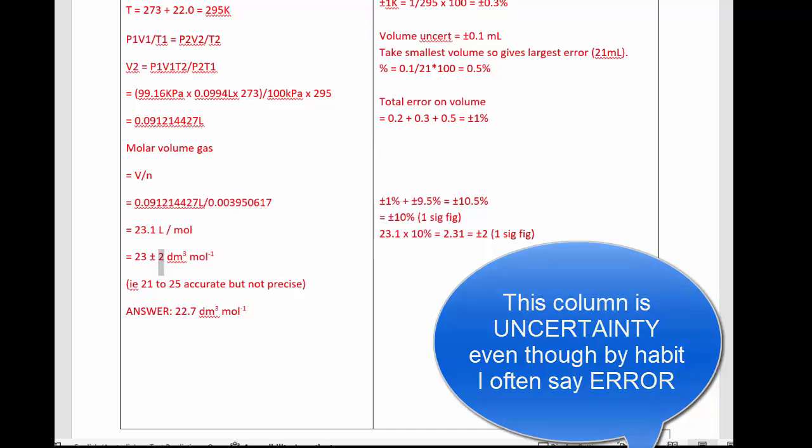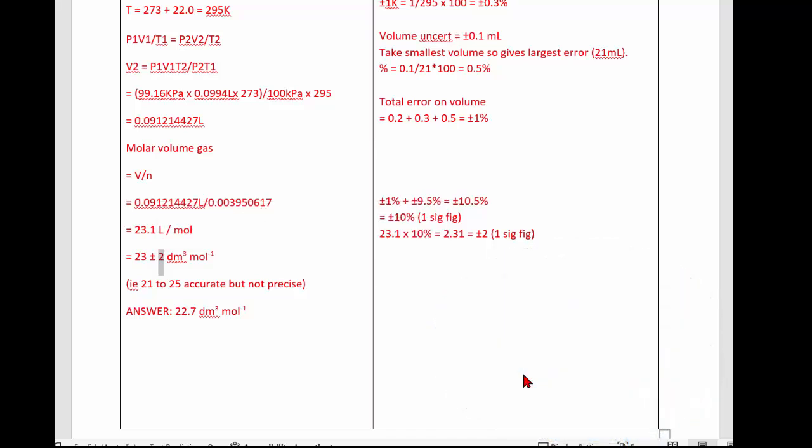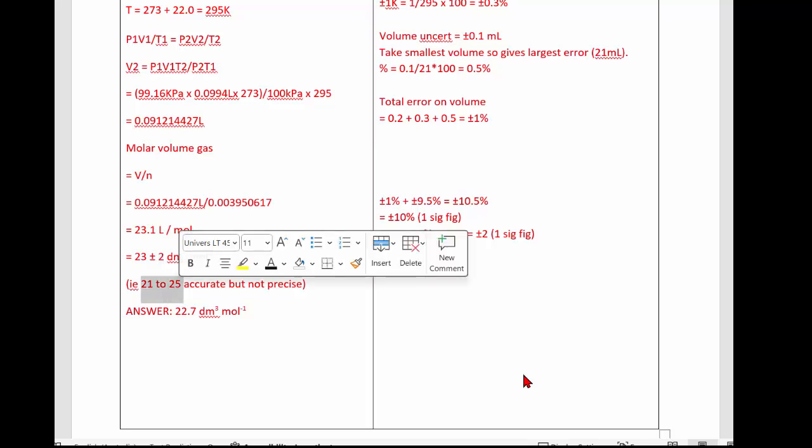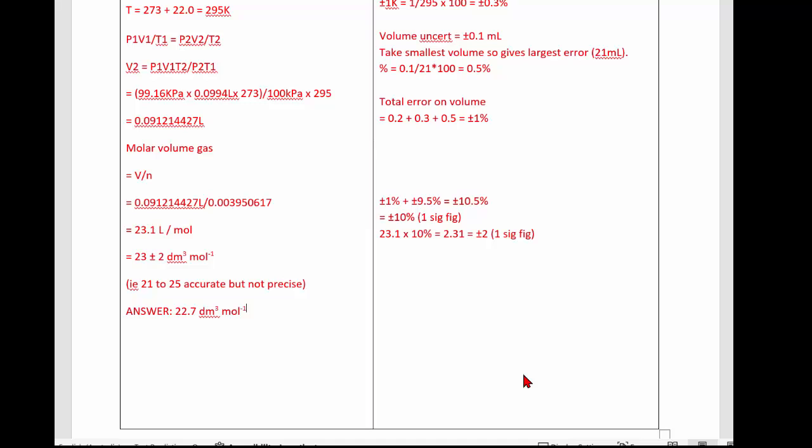And so the answer is 22.7. It's close to 23, so 21 to 25 is my range. So I did get the correct answer. It is accurate, but it's definitely not precise. Would have been better to get it to 0.2 and then do more trials to maybe get a better average. Maybe you can get a 22.7 plus minus 0.1, which would be much, much nicer, all right.